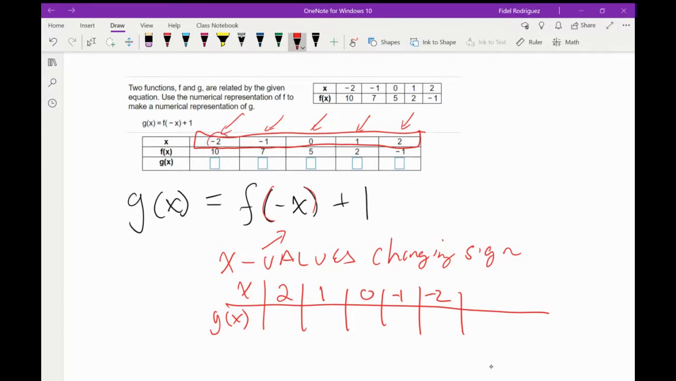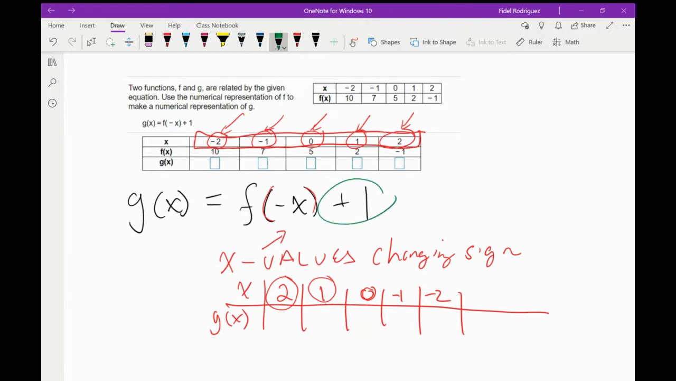So when this one used to be a -2, now it's a +2. When that x value used to be a -1, now it's a +1. When this x value was 0, well, it stayed 0. Then this one became -1, and this one became -2. Does that seem okay so far? All right. Then what are we going to do now?